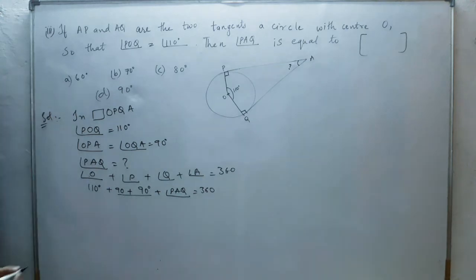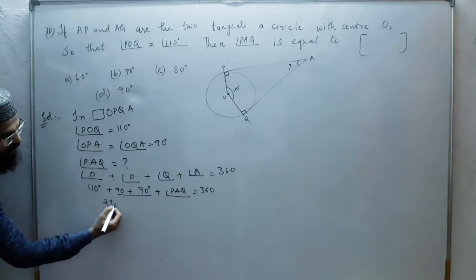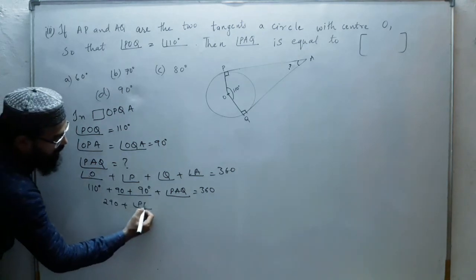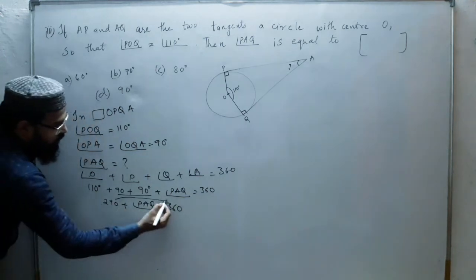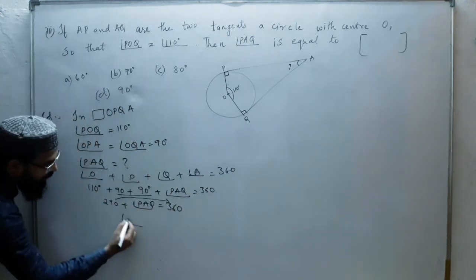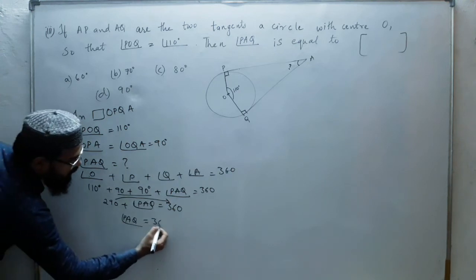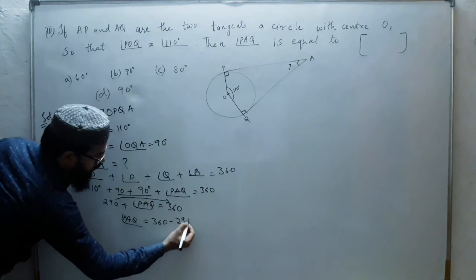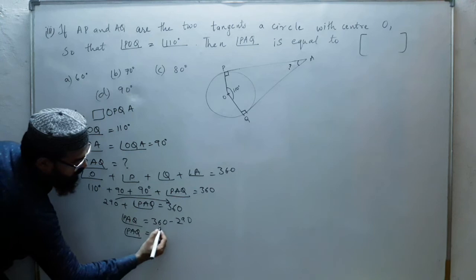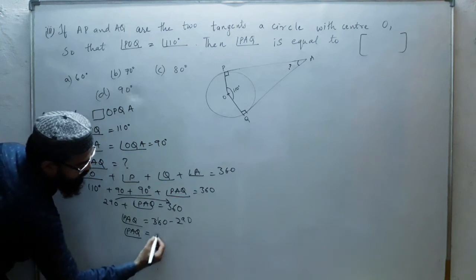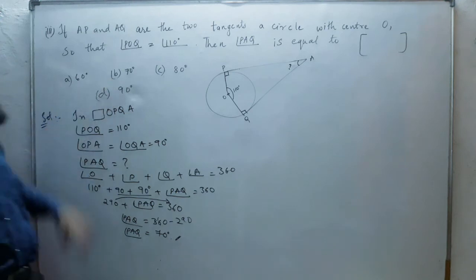90 plus 90, 180. 180 plus 110, 290 plus angle PAQ is equals to 360 degrees. Send this 290 to that side. Angle PAQ is equals to 360 minus 290. Angle PAQ is equals to 70 degrees. That is option B.